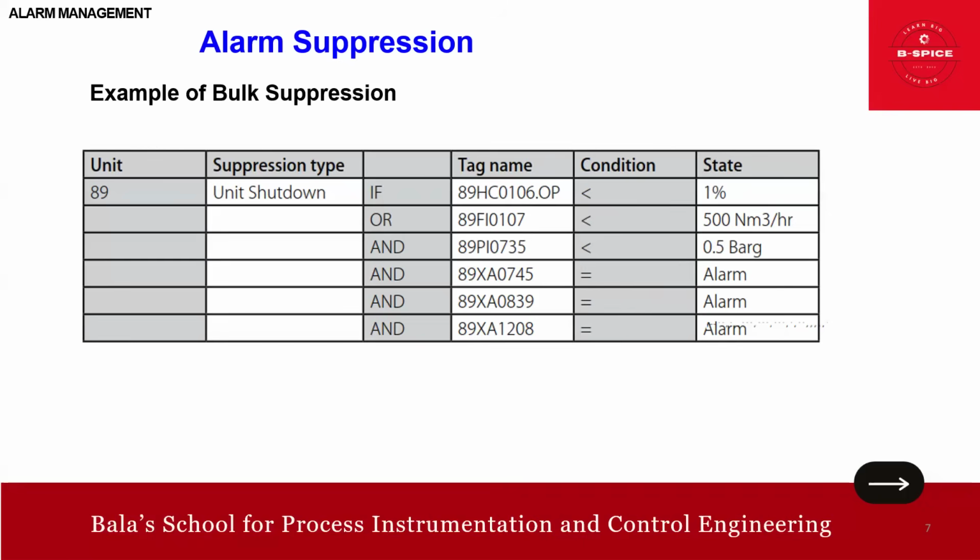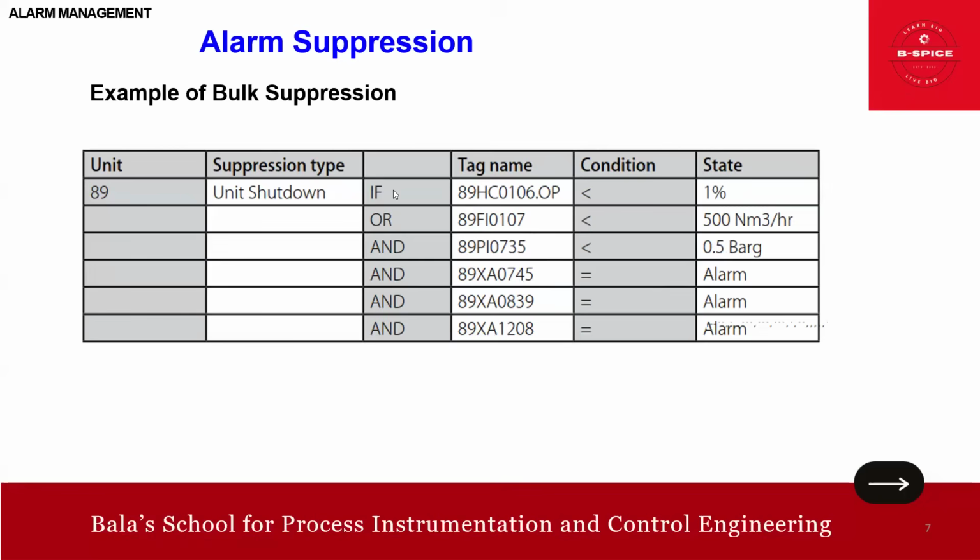I don't know whether you're following. So this is particular to one unit. So I've chosen all the tags actually. If this one or this one and all this satisfies this condition, this is the state. This is the state.